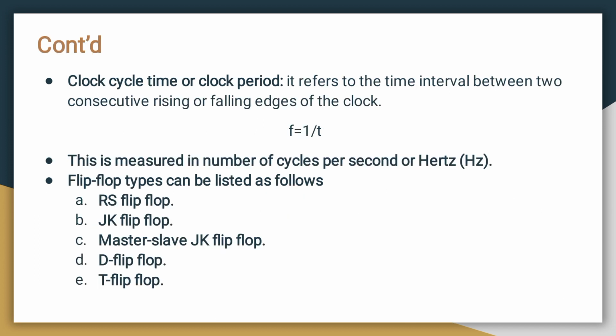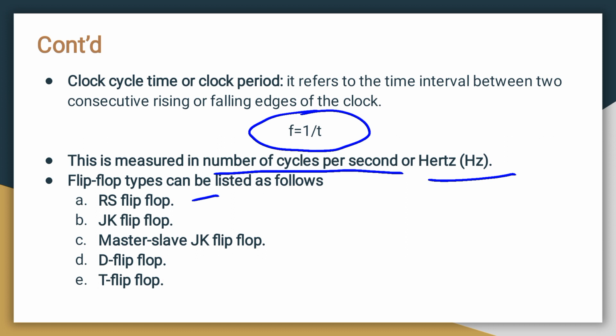Next is the frequency, that is the formula. So f is equal to 1 over T, nothing but the frequency is equal to 1 divided by the clock period. This frequency is measured in hertz, that is the number of clocks per second. So that is the unit of the frequency. Next we have the types of flip-flop: RS flip-flop, JK, master slave, D and T flip-flop. For your syllabus you have these four. The last one is not in your syllabus.